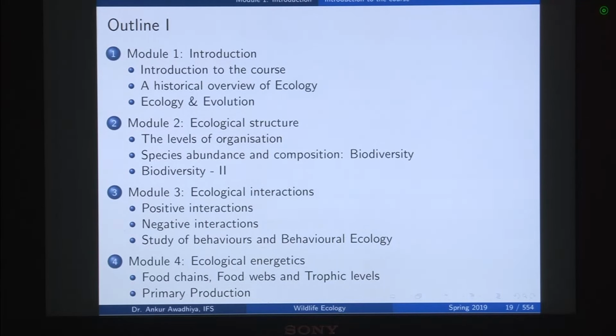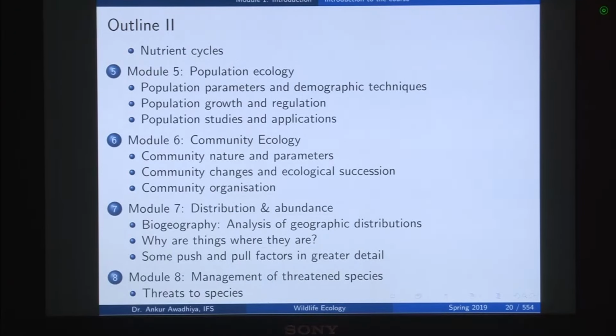The third module is ecological interactions. We will have a look at positive interactions and negative interactions and the study of behaviors and behavioral ecology. The fourth module is ecological energetics. In this module we will have a look at food chains, food webs and trophic levels, and we will also understand how and why birds are dying because of insecticides. We will have a look at primary production. Primary production is how plants make food out of sunlight, and we will also have nutrient cycles, say carbon cycle, nitrogen cycle and so on.